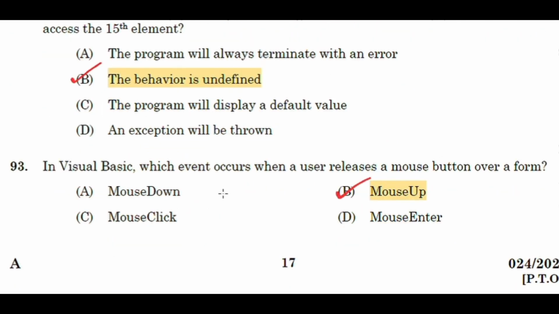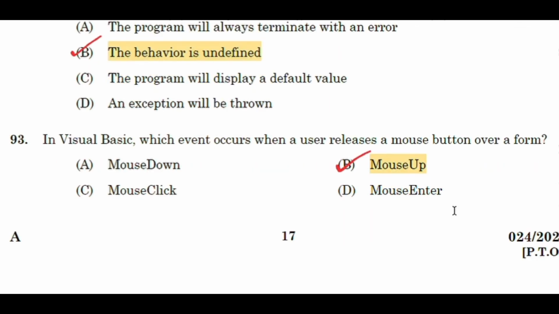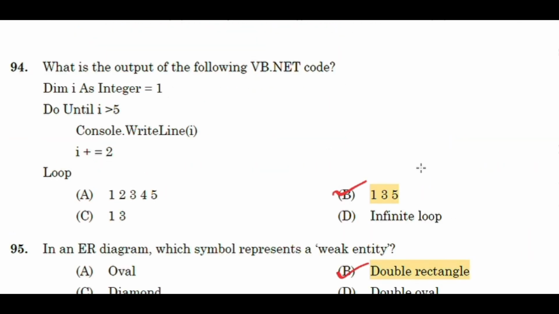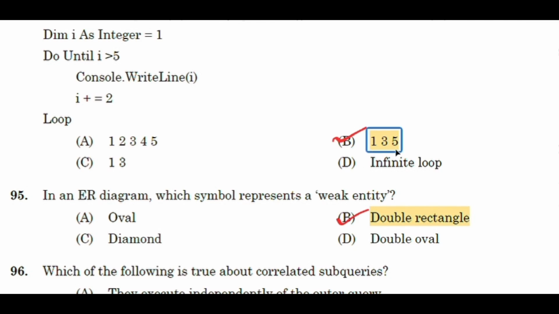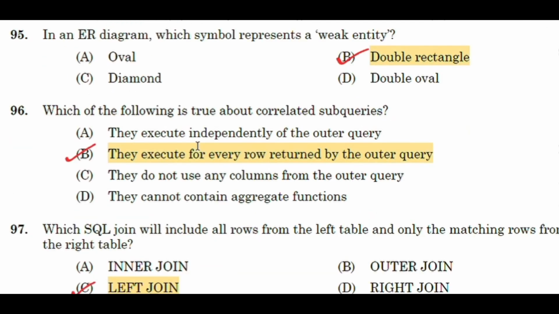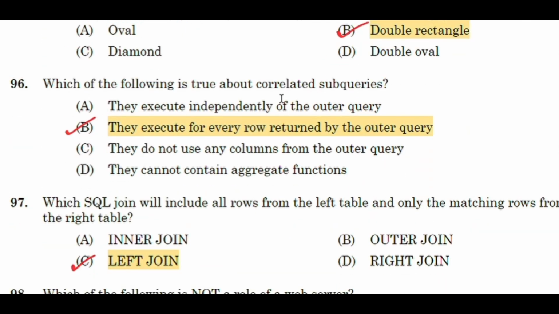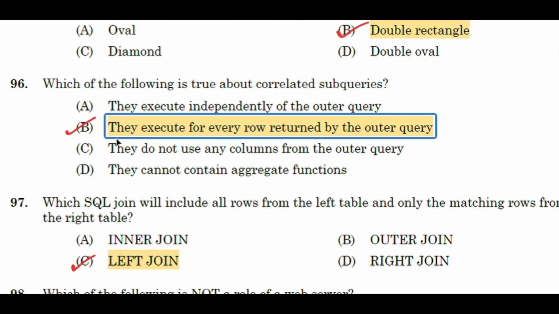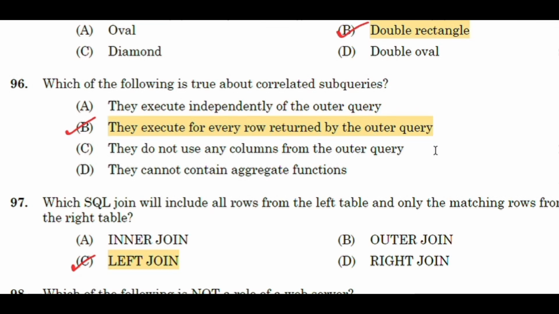In Visual Basic, which event occurs when a user releases a mouse button over a form? Answer is option B, MouseUp. What is the output of the following VB.NET code? Answer is option B, 135. In an ER diagram, which symbol represents a weak entity? Answer is double rectangle. Which of the following is true about correlated subqueries? Answer is option B, they execute for every row returned by the outer query.